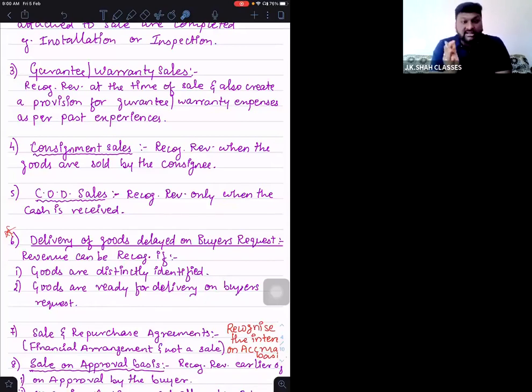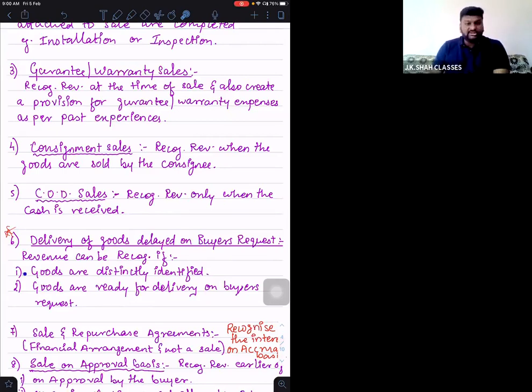The risk and reward gets transferred if these two conditions are satisfied. What are these conditions? First, the goods are distinctly identified and goods are ready for delivery on buyer's request. That means with respect to that buyer, the goods have been specifically identified by you. You have kept his goods aside and you are always ready for delivery. Now he told you to postpone for 5 days, but tomorrow he calls you up and says, sir, my Tirupati program is cancelled, please deliver it today itself. So you are in a position to deliver it. If these two conditions are satisfied, definitely you can record the revenue.